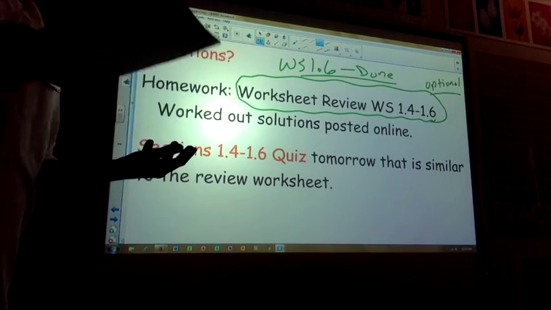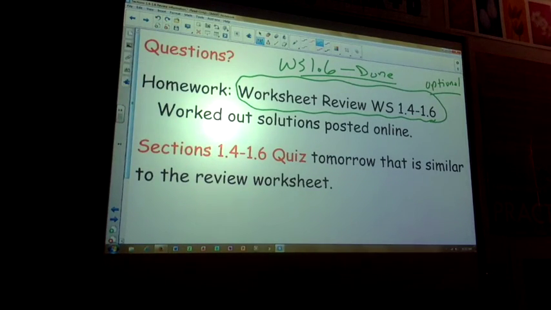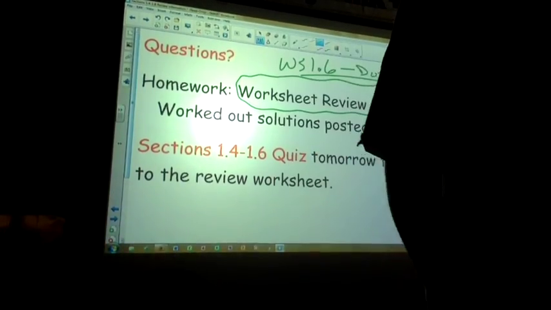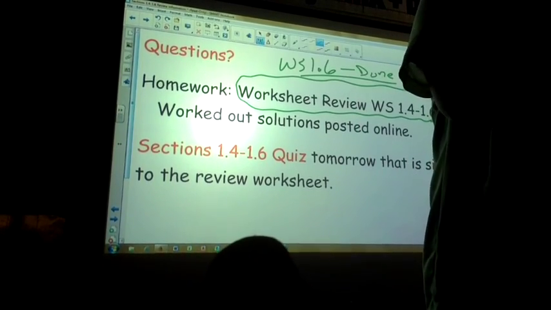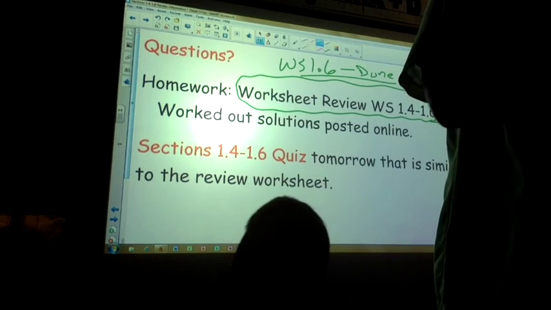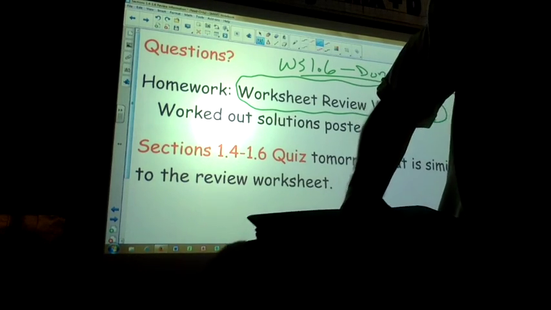There is a second Schoology thing for you. It's the review. It'll be due Sunday night. But then tomorrow, we also have something important coming up. It's called the quiz on 1.4 to 1.6. That's what we've been lining up for.